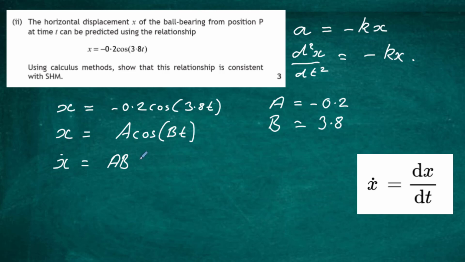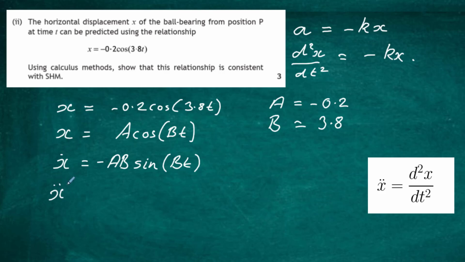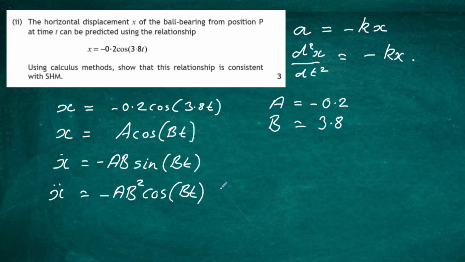And it's going to be cos, the derivative of cos is minus sine, so it's going to be minus sine bt. So really that's going to be the velocity at any given time of this motion. Now we take the second derivative, that's x double dot, and that's going to be the acceleration. So the derivative of this expression here is going to be minus a b squared, and the derivative of sine is cos of bt.